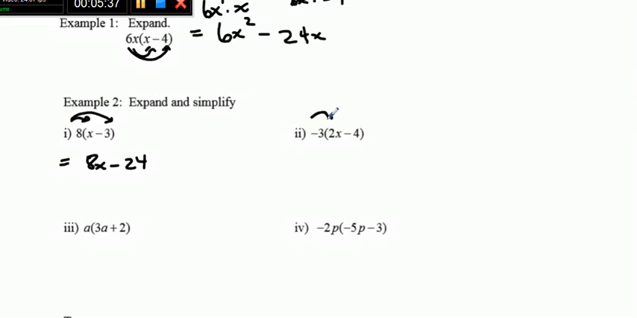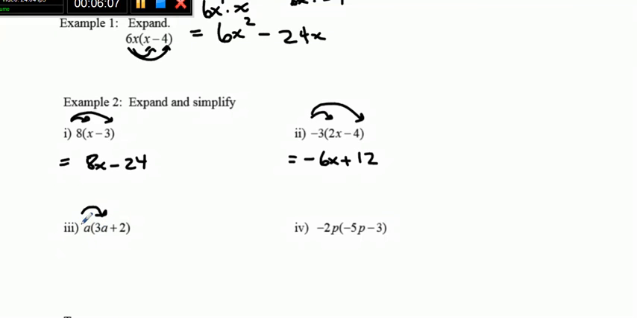We don't always work out that nicely. So let's see. Minus 3 times 2x, well, you just multiply the numbers. So this is going to be minus 6 and x. Minus 3 times minus 4, well, that's positive 12. And again, we can't simplify that anymore. A times 3a. Okay, a times a is a squared, right? A to the 1 times a to the 1 is a to the 1 plus 1, which is a to the 2.